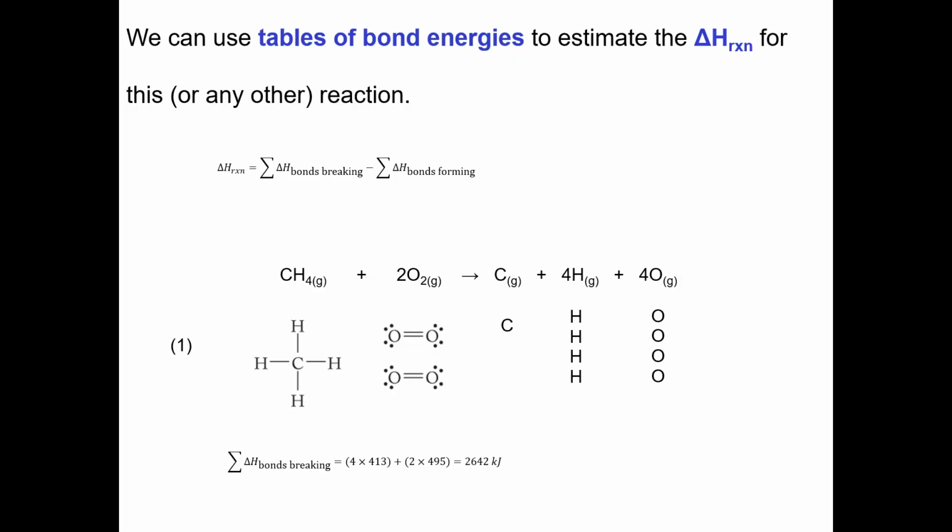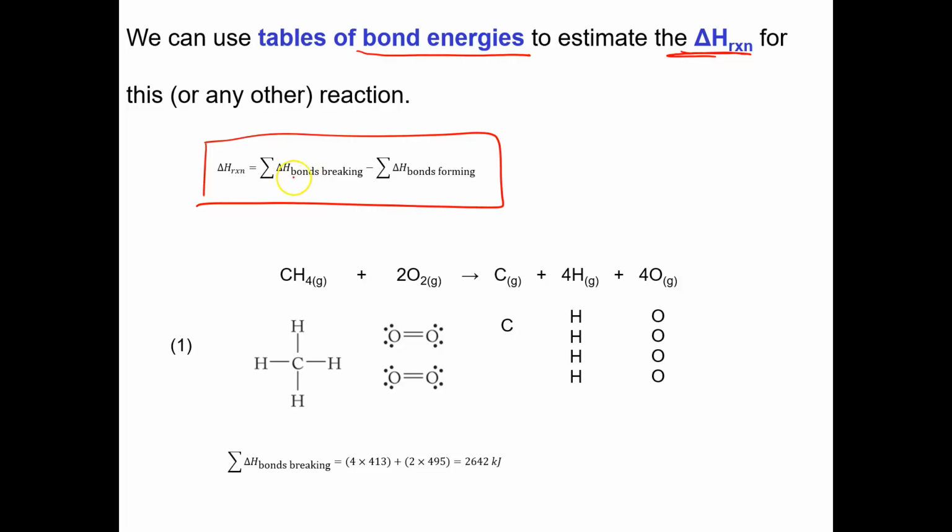So what we end up with is this, right? We can use a table of bond energies to estimate the enthalpy change for any reaction by adding together the bond energies of all of the bonds that we're breaking. These are our reactants. And then subtracting from that all of the bonds that we're forming, which are our products.